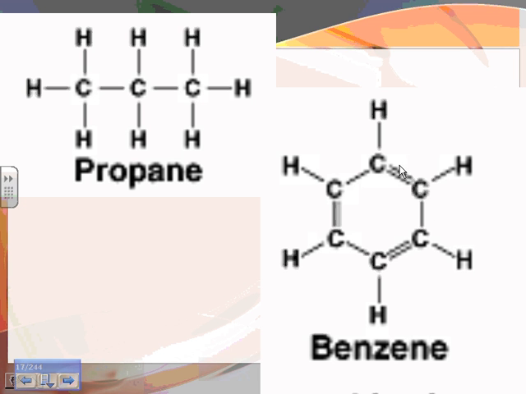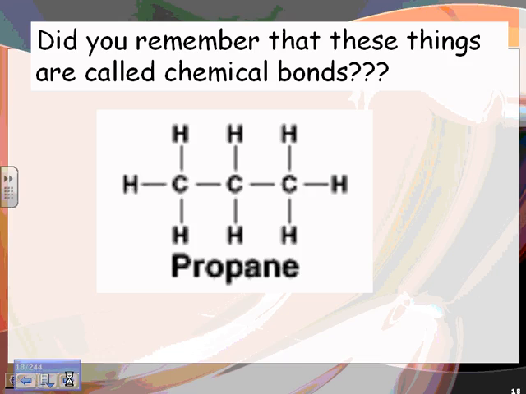Here's benzene, and it's a carbon ring. So sometimes you have carbon to carbon with a single bond, and sometimes you've got carbon to carbon with a double bond. But if you look at every carbon, it's got 1, 2, 3, 4 bonds. So these are called carbon skeletons because they're the basis of all the organic molecules. And these things are called chemical bonds, and that's when they're sharing electrons.